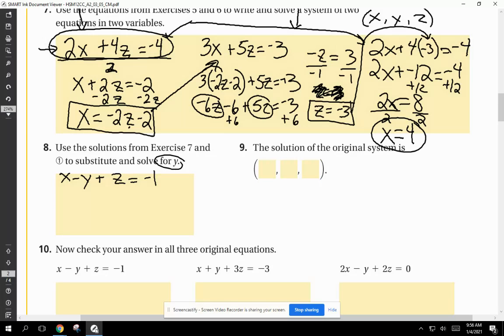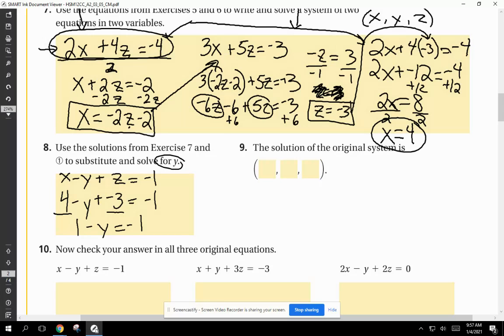And now we're going to plug in the x, x is 4, right? And the z is negative 3. We're going to plug these two in for here to solve for the last one of y. So x is 4. So instead of putting x, we're going to put 4 down. Minus y, because we don't know what y is yet, plus z. And z is negative 3 equals negative 1. So what can we combine? We combined the 4 and the negative 3. And 4 minus 3 is just 1. So we have 1 minus y equals negative 1. Correct?